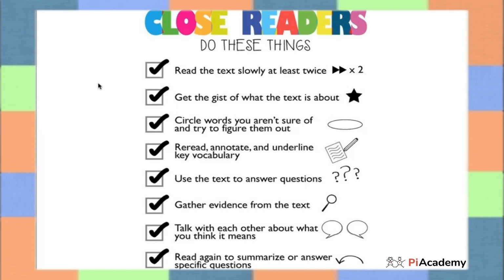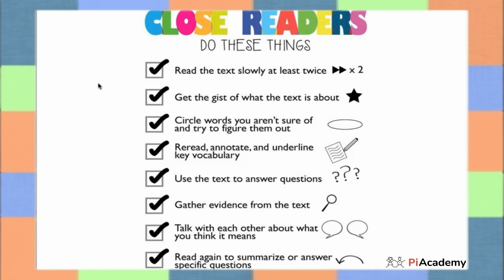Read the text slowly. If you have time, read it at least twice. Get the gist of what the text is about. Could you perhaps summarize it in your mind? Circle the words that you aren't sure of and use the context of the passage. Use the information that you do have within the passage to work out what they may mean. You are not limited. You can reread, you can annotate, underline key vocabulary that really stands out to you.